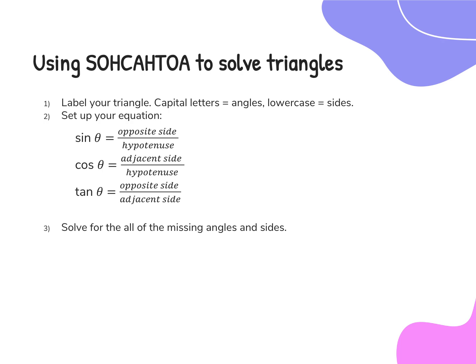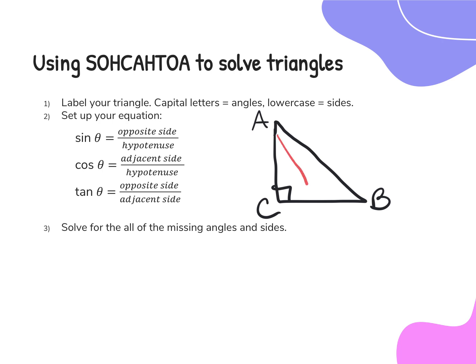Now, as far as the setup goes, if I have a right triangle, and let's say I already had the angles labeled, the angles will be labeled with capital letters. Then the lowercase letters are going to go on the sides, and you're going to label the side across from angle A as lowercase a. You're going to label the side across from angle B as lowercase b. And then your hypotenuse is going to be the lowercase c.